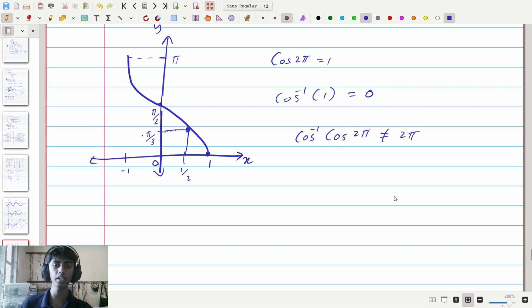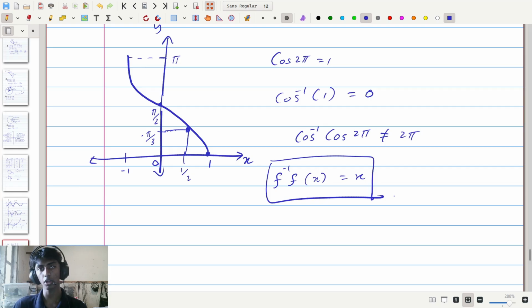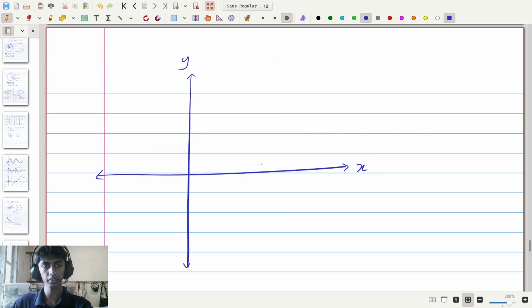We have instead a limited inverse function. It does not have the property f inverse of f(x) equals x. This property is missing here, which means this is not a proper inverse function.